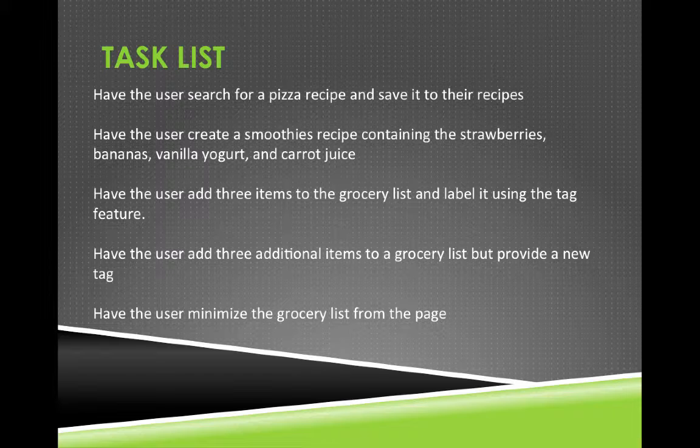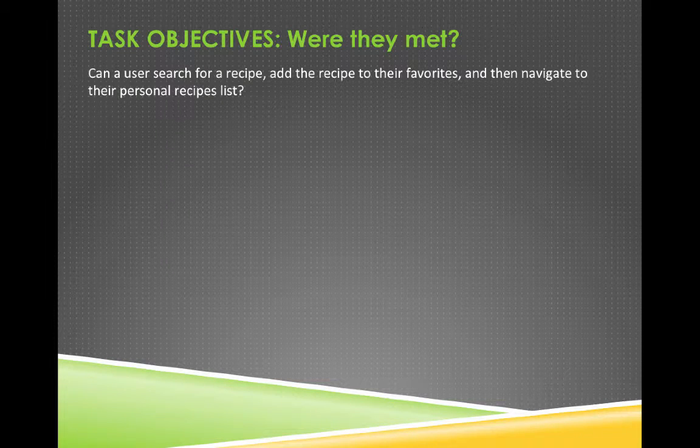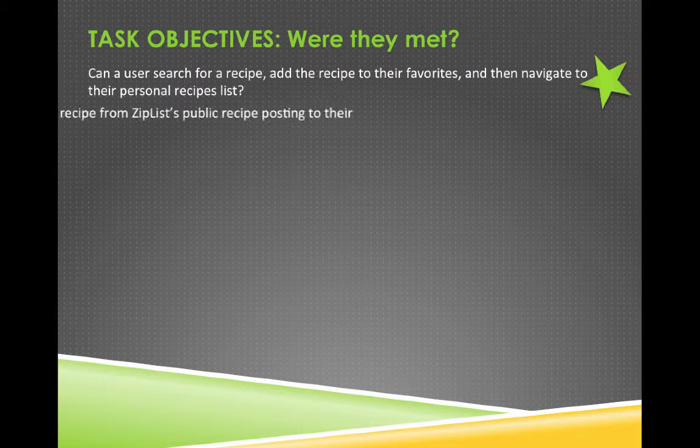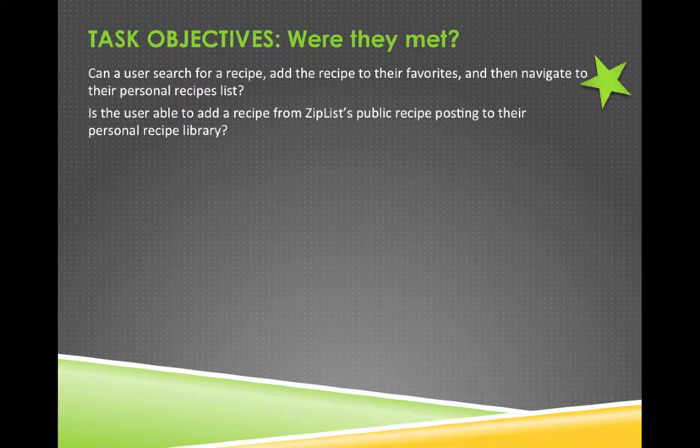So we each went through our testing, and this is what we found out. Could a user search for a recipe, add it to their favorites, and then navigate to the personal recipes list? Yes. Everyone was able to do this with minimal complications and without having to ask the moderator for help. Is the user able to add a recipe from Ziplist's public recipe posting to their personal library? Yes, this was also successful.